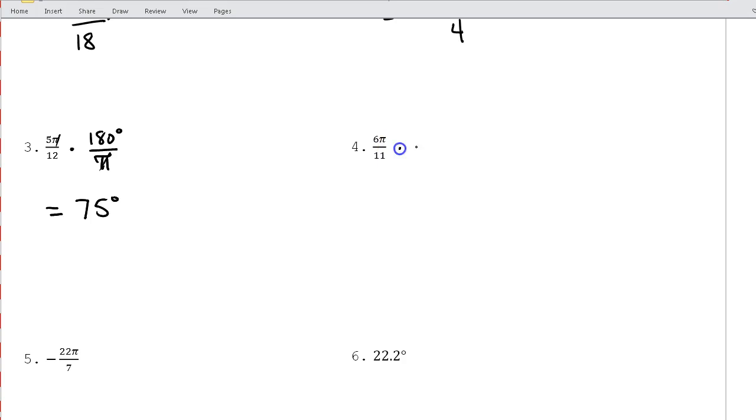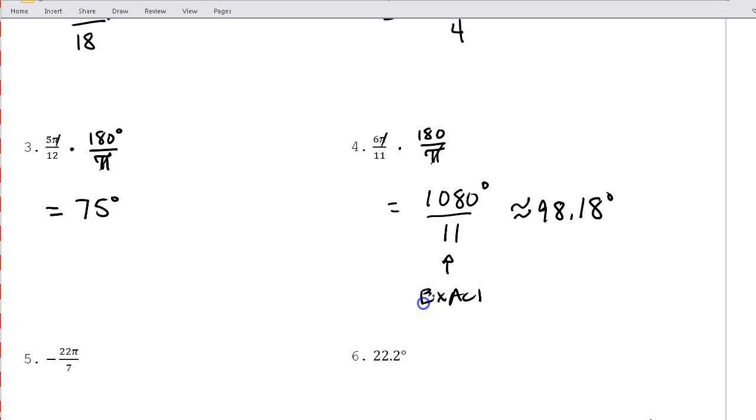Alright, let's do one more. We've got 6 pi over 11, so I'll multiply by 180 over pi. The pi's are going to cancel, and we're left with 1080/11 degrees. That would be an exact answer, or an approximation would be 98.18. So this answer is exact, and this answer is an estimate. Even though this is more meaningful to us, it still is an estimated answer.